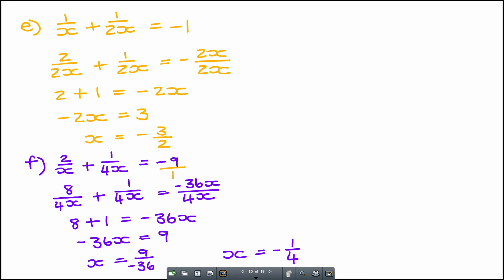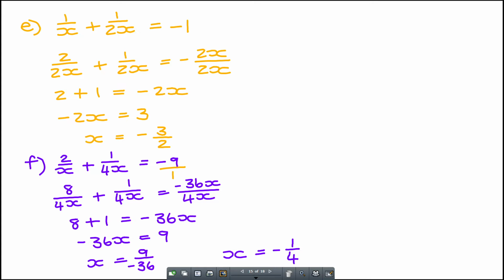Okay, there we go. Have a look at F. That one is new, so I made my common denominator 4x. So I would have 8 over 4x and 1 over 4x and then minus 36 over 4x.